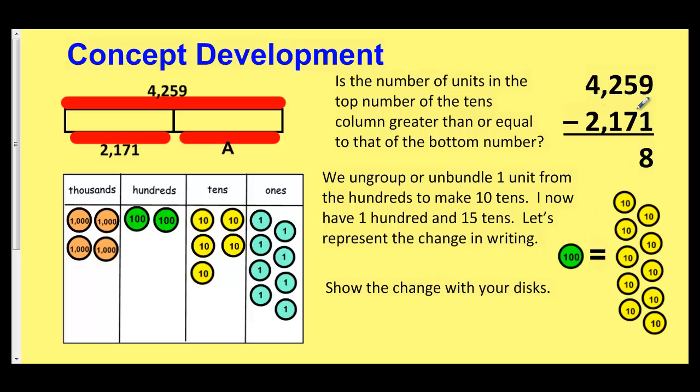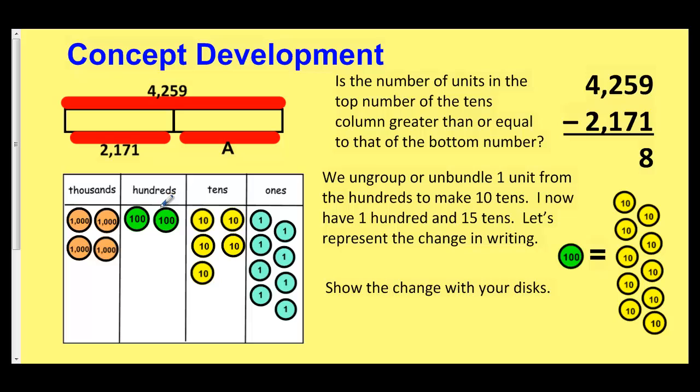Now we're going to look in the tens place. In the tens place, it says that we are trying to take away 7 tens, but we don't have 7 tens. We only have 5. So before, we've been talking about how you can take 10 tens and bundle them together to make 100. Well, if you are unbundling, it's called decomposing.